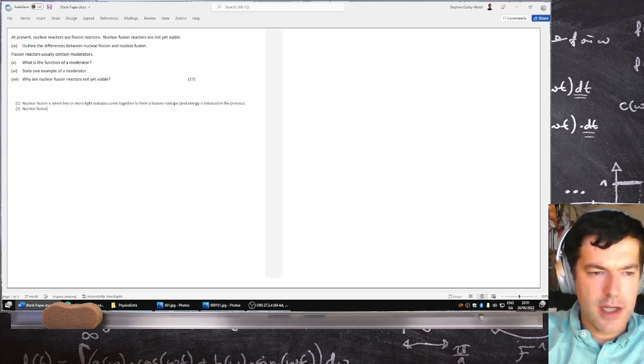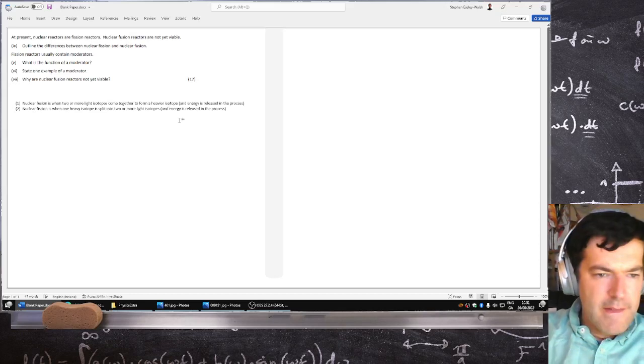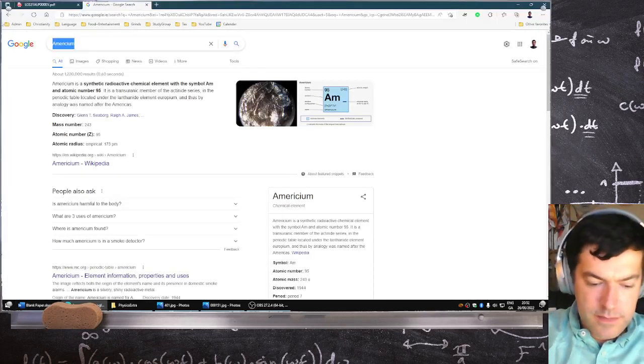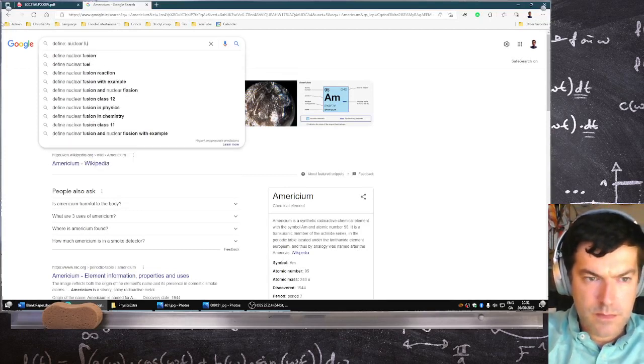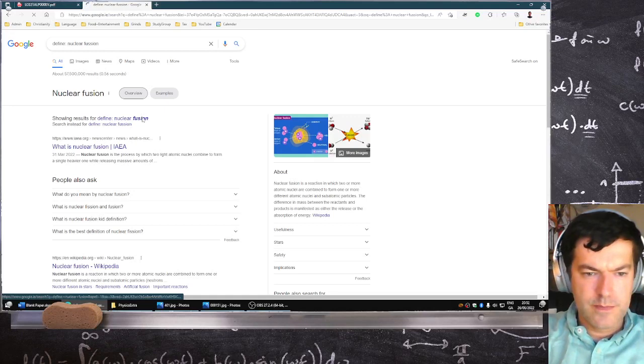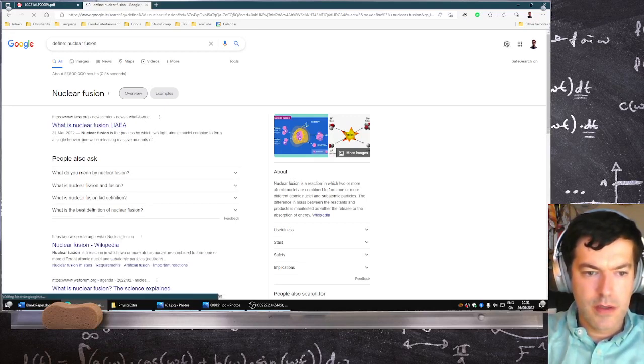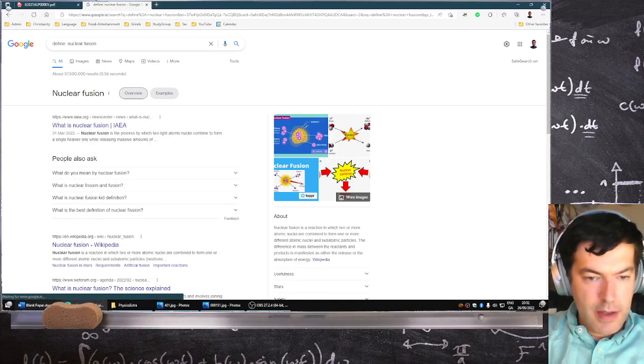Nuclear fusion, actually I think I have that backwards. That's nuclear fusion. Nuclear fission is when one heavy isotope is split into 2 or more light isotopes, and energy is released in that process. I wonder what Mr. Google has to say. Yeah, same thing. Okay.